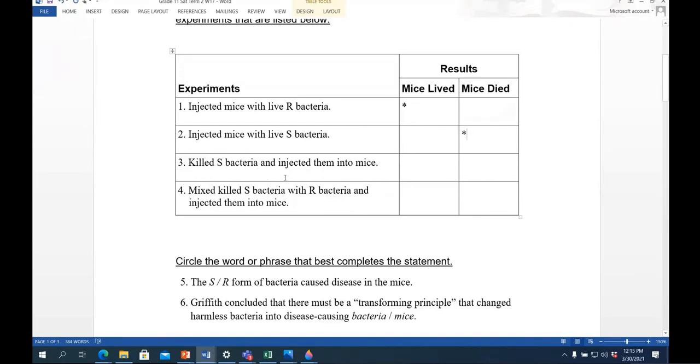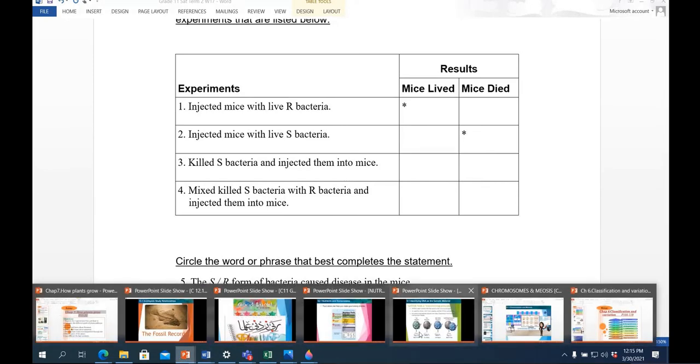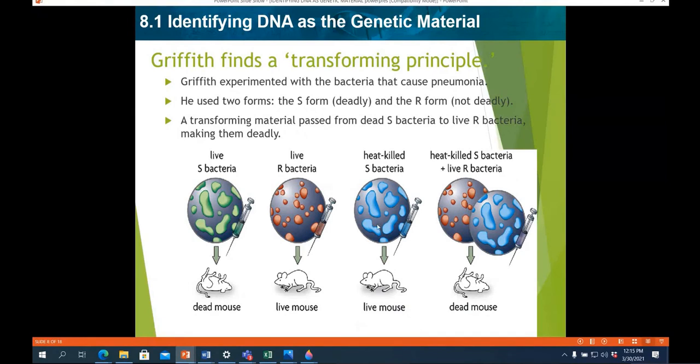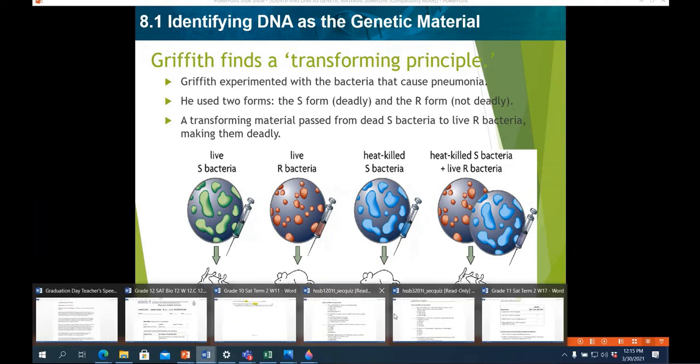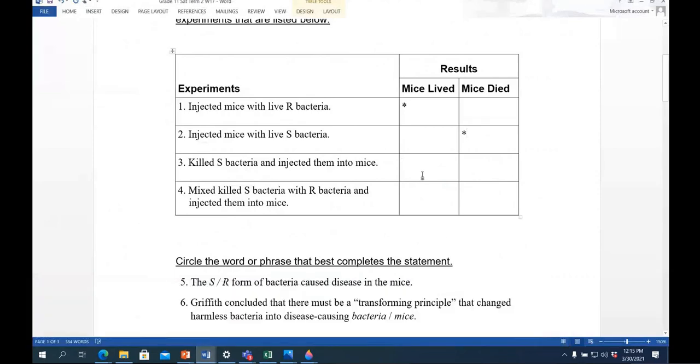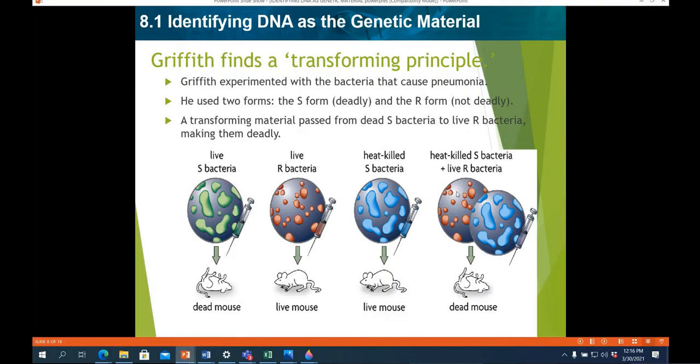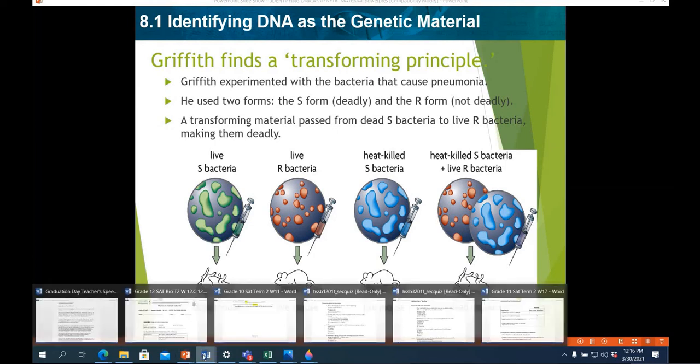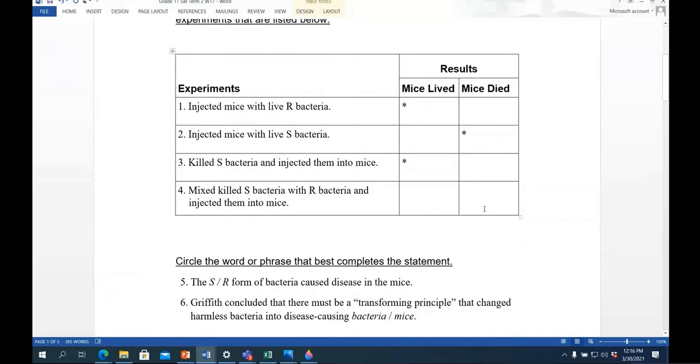Now, killed S bacteria injected into the mice. What happened when this experiment was done? The bacteria were heat killed. Did the mice live or die? They lived. Perfect, Aisha. So we will tick lived here. Then the 4th condition was they mixed the killed S bacteria with R bacteria and then injected them into the mice. Now what happened? They died. The mice died. Perfect.